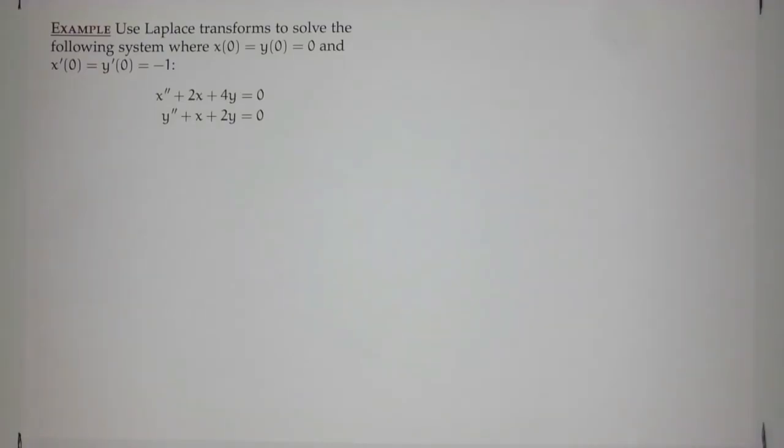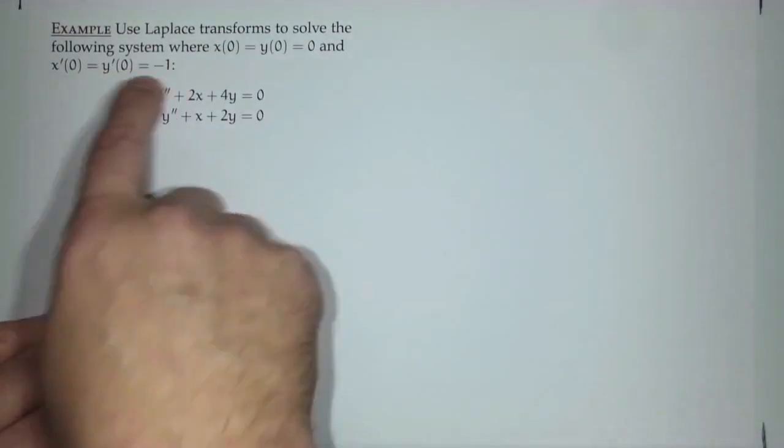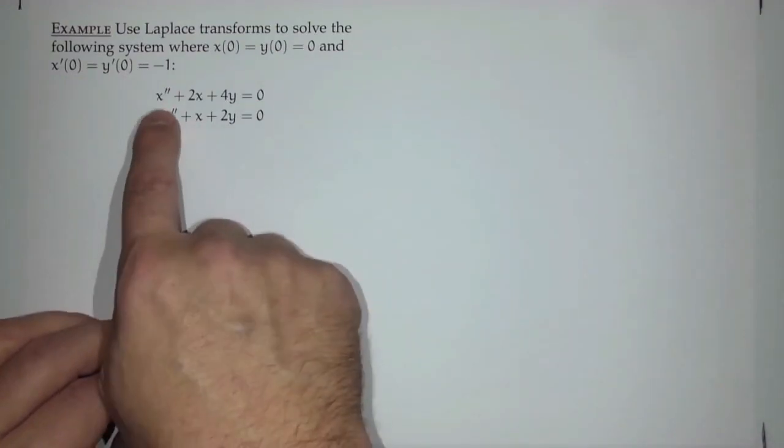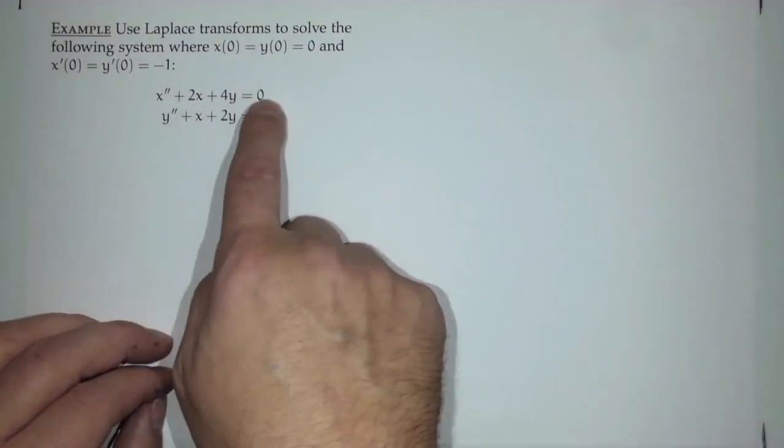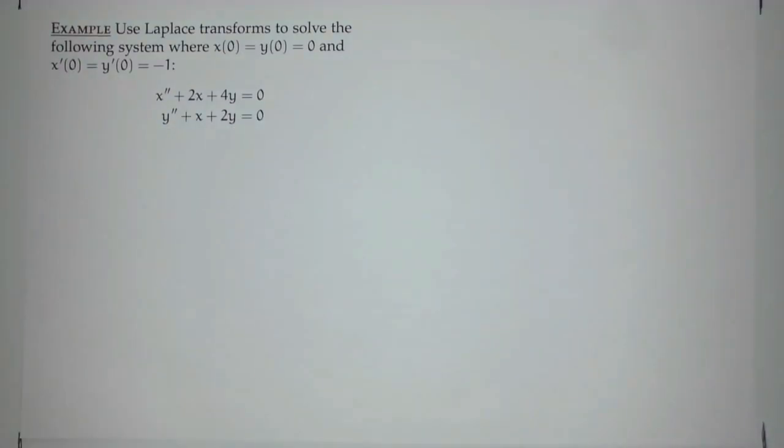Use Laplace transforms to solve the following system. So now there's multiple things we're trying to solve for, not just x, but x and y. We're told x of 0 equals y of 0 equals 0, x prime of 0 equals y prime of 0 equals negative 1, x double prime plus 2x plus 4y equals 0, y double prime plus x plus 2y equals 0. All right, so that's what we need to do.